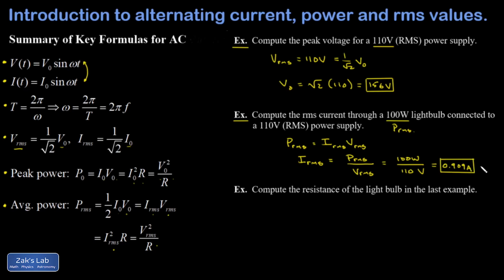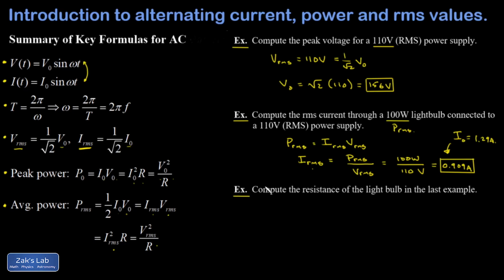Just for fun, we could compute the peak current through this light bulb. And so that would just be, if I go back to the definition of RMS current, the peak would just be square root of 2 times this number. So let's just write that down real quick. I naught would be root 2 times that, just to satisfy my curiosity. And that would be 1.29 amps. Okay, it's just a reminder that the peak current, as this resistor experiences an oscillating voltage, is always going to be bigger than this RMS average current.